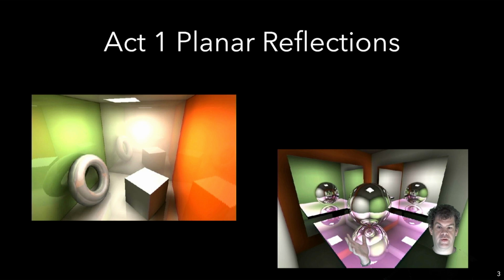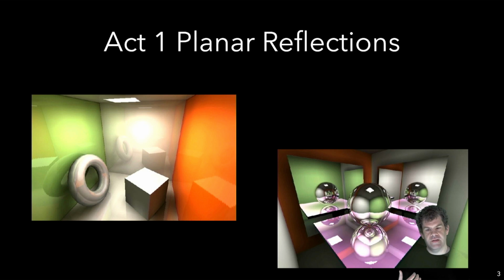Okay, so here we've got a few examples. We've got planar mirrors, or just objects that happen to be planar and reflect the scene to some degree. Here you can also see a sphere reflecting the environment. More on that in the second act. So first, let's look at the planes. Let's look at planar reflections.